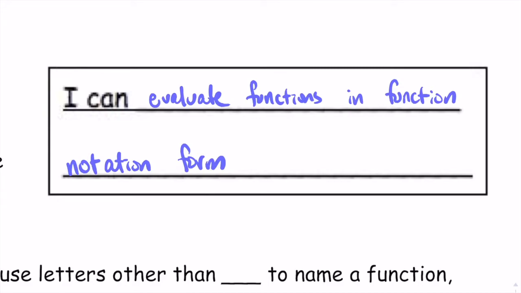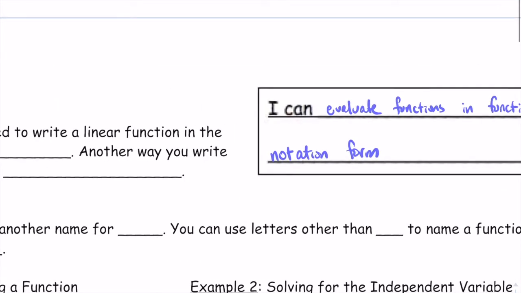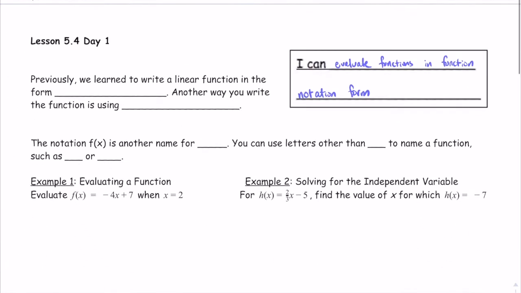All right, so previously we learned how to write linear functions in the form y equals mx plus b, right? So in 5.3 we talked about how to get functions from a table, from a graph. You find a slope, y-intercept, and boom, you have all your information. Another way you can write the function is using function notation.